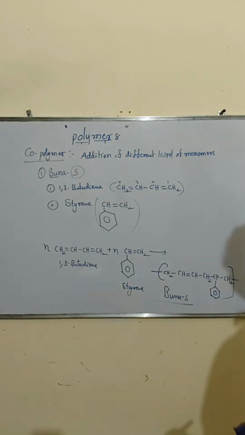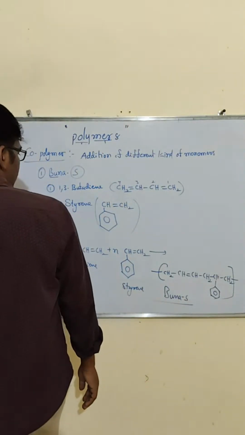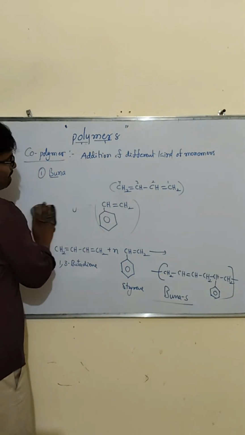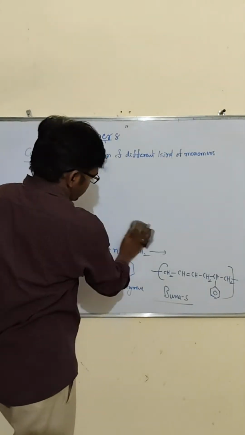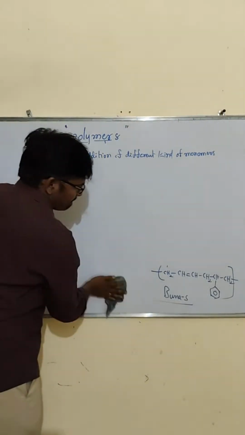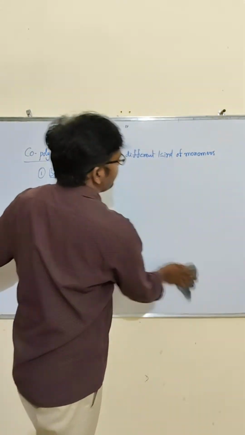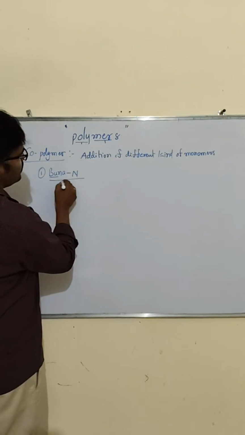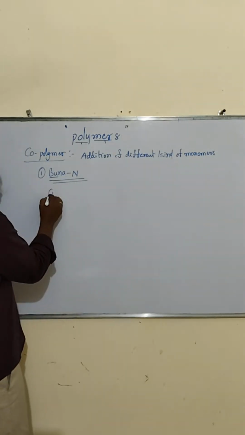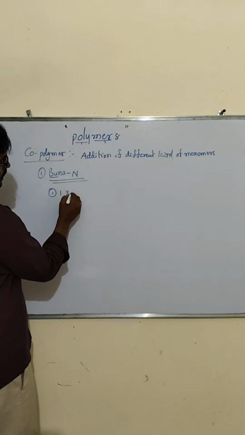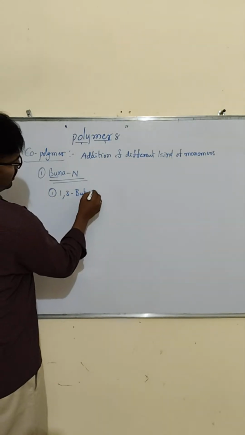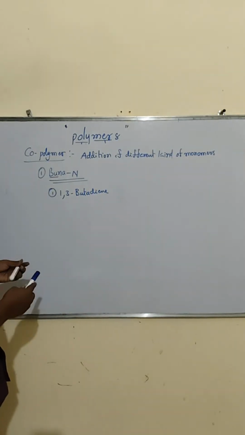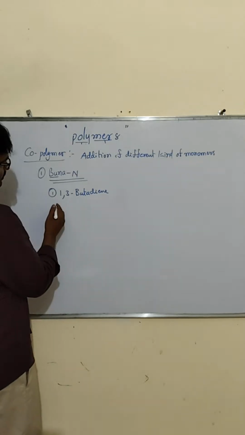Yes, this is Buna S. Next we have to take Buna N. Buna S, then Buna N. What is Buna N? Again, Bu is nothing but 1,3 butadiene. N is nothing but acrylonitrile.